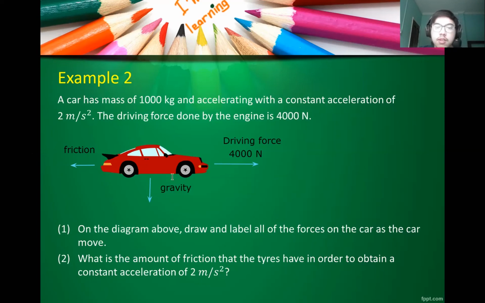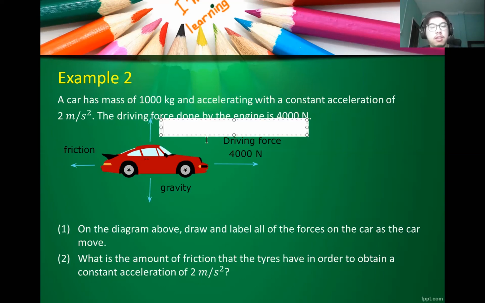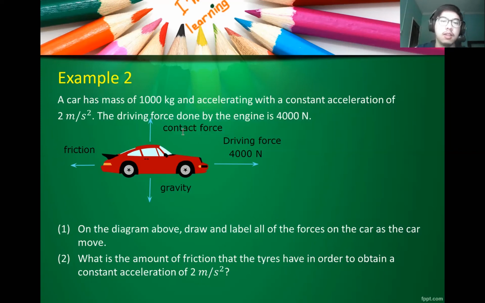In order to counteract the gravitational force, you need a force upwards. And what is this force called? It's a force upwards, and this force is called the normal force or the contact force or the reaction force. Okay, it's important to note that these two forces, the contact force and the gravitational force, are equal.